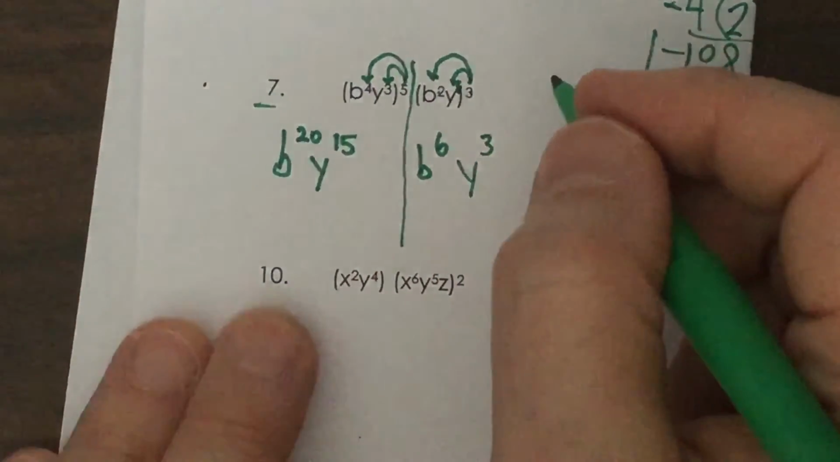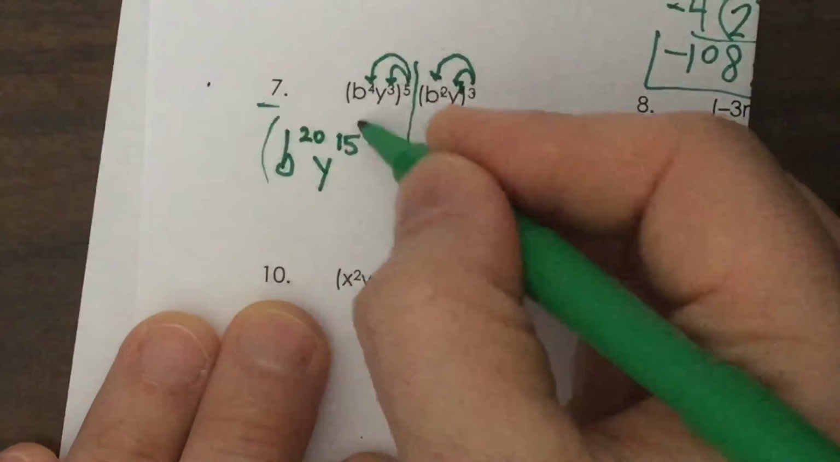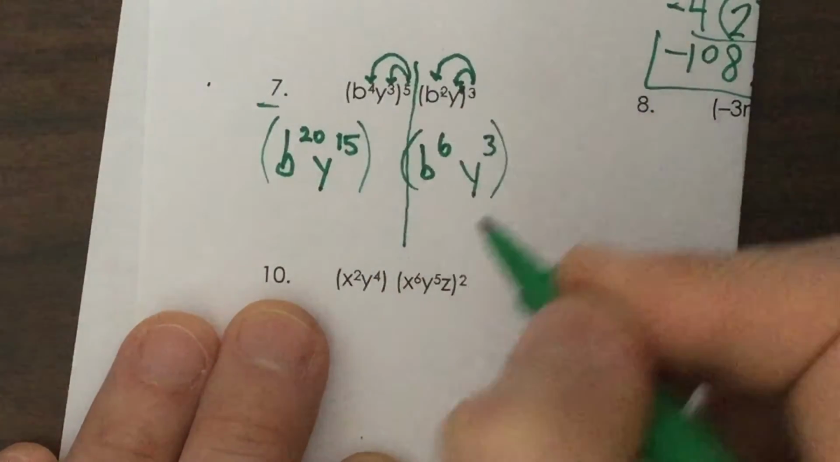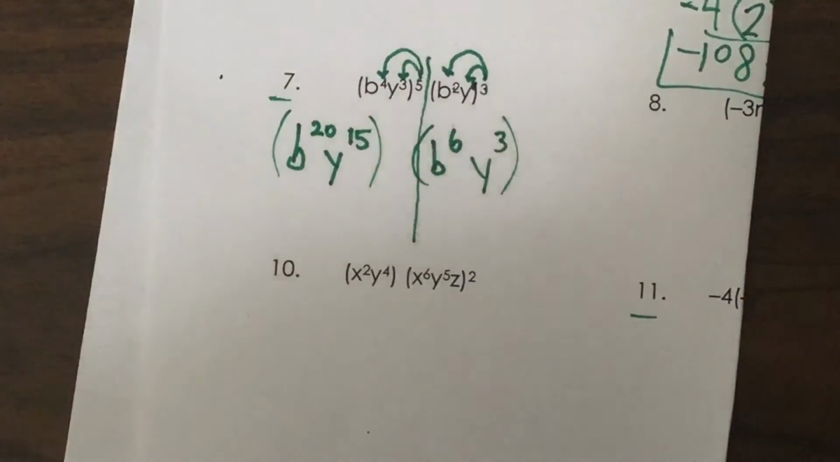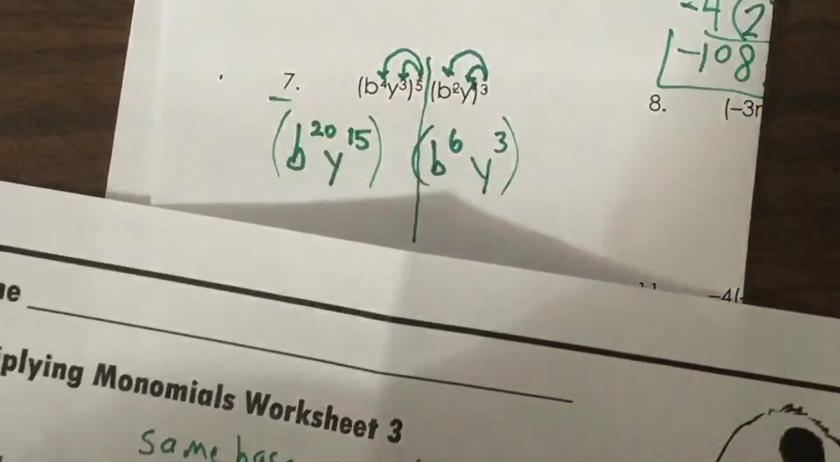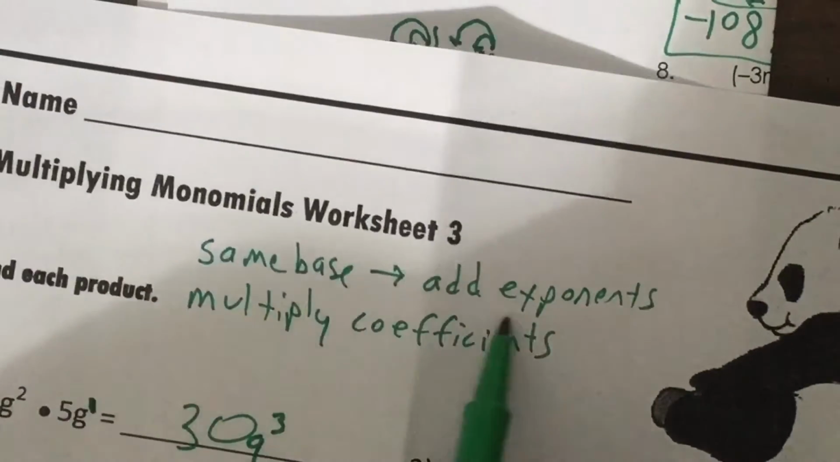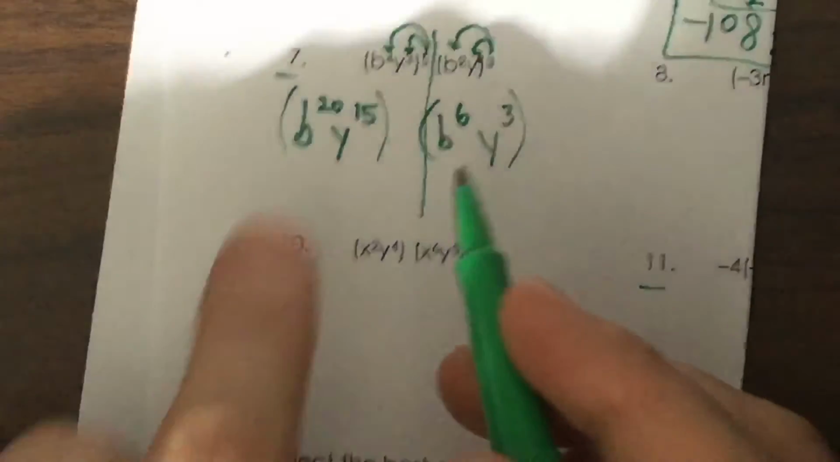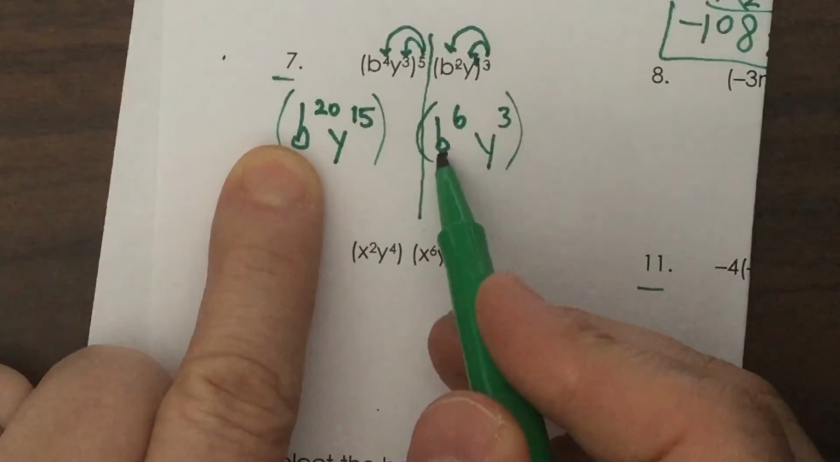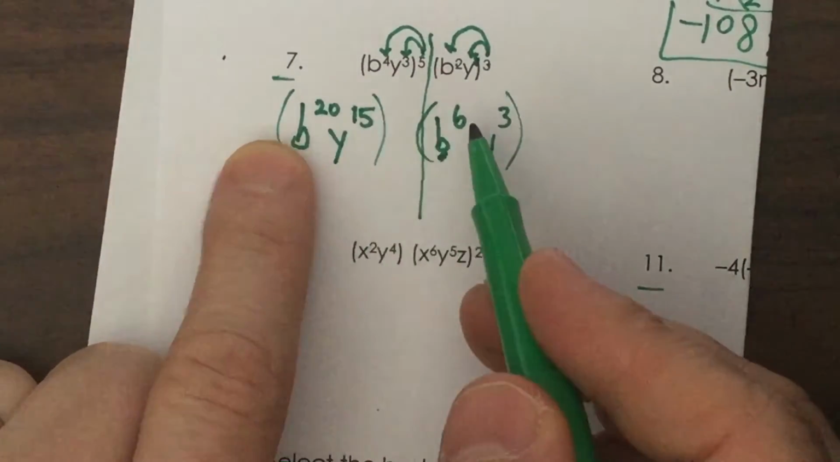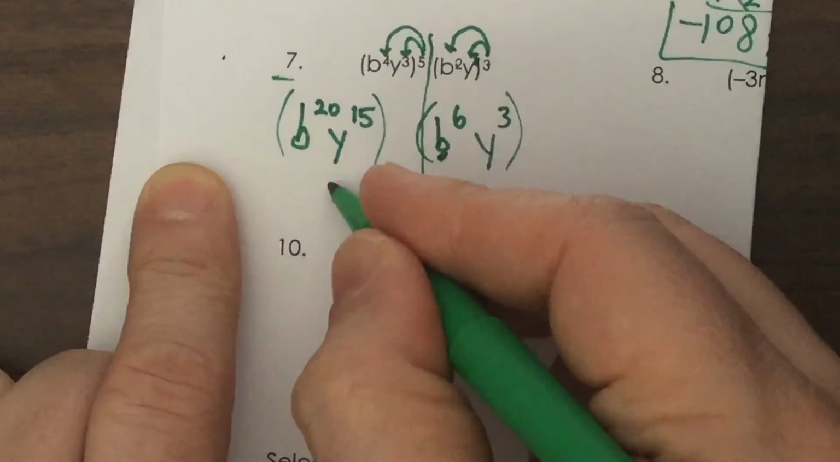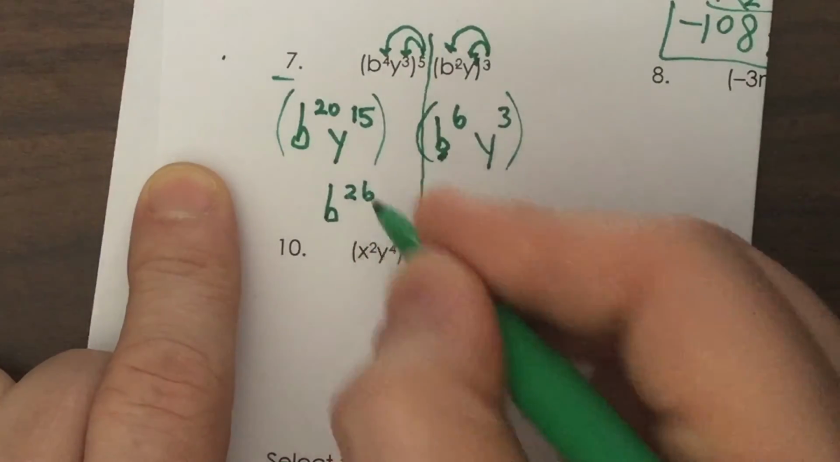Now I look at everything all together. I'm multiplying this and this together. That is basically the rule we learned at the beginning of the week. The ones with the same base, you just add those exponents. So here's the same base of b. I add the 20 and the 6. I get 26. So I have b to the 26th power.